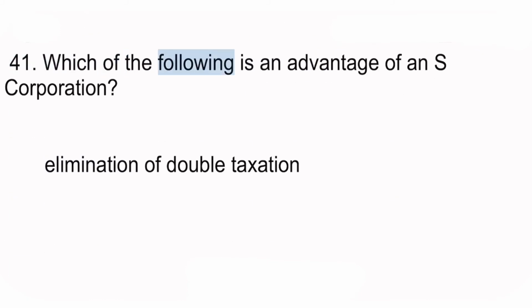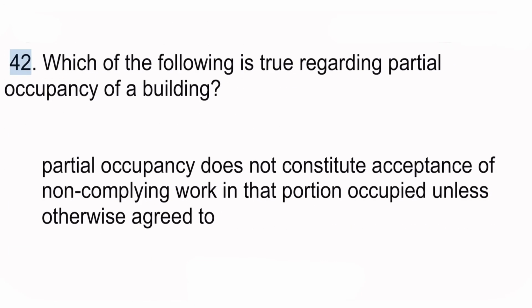41. Which of the following is an advantage of an S corporation? Elimination of double taxation. 42. Which of the following is true regarding partial occupancy of a building? Partial occupancy does not constitute acceptance of non-complying work in that portion occupied unless otherwise agreed to.